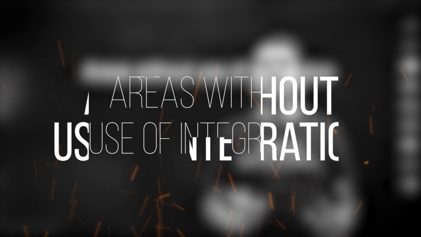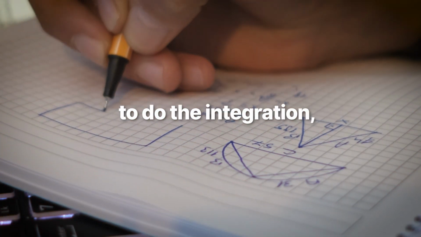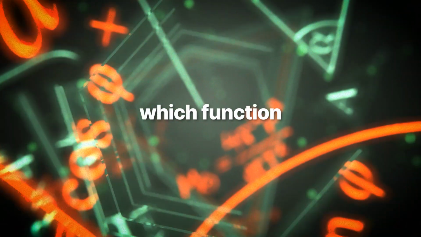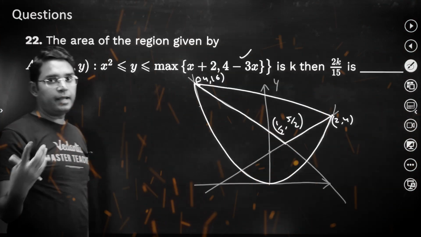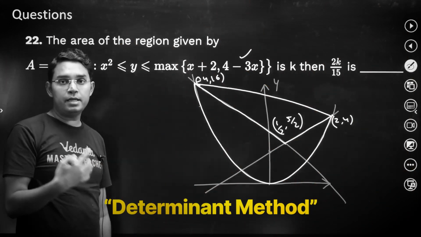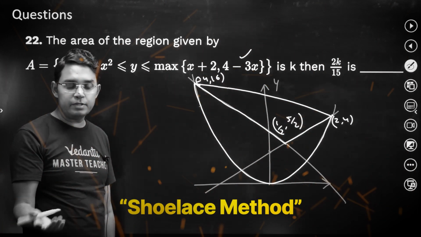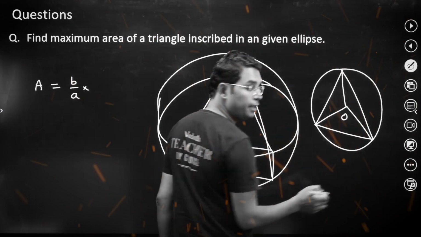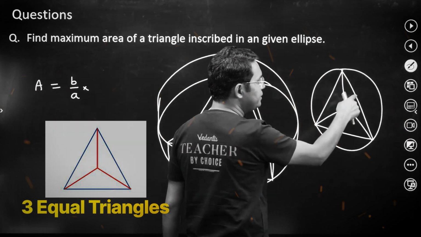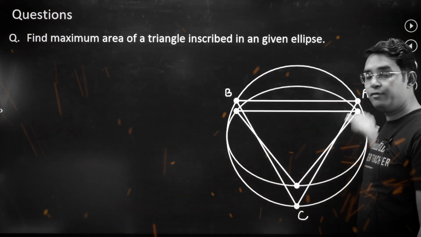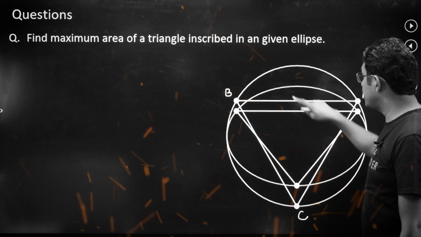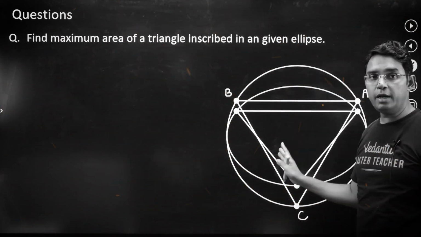Areas without use of integration. You will not be required to do the integration. You don't have to find which function to be integrated, what will be the limit. You can do it directly. The area of OAB, that is on an ellipse. Triangle area can be found using the determinant method or the shoelace method, some people say the stairs method. If you take the center here, there will be three equal triangles created by joining the center to A, B and C. There can be infinitely many such equivalent triangles on the auxiliary circle and corresponding to that on the ellipse also.